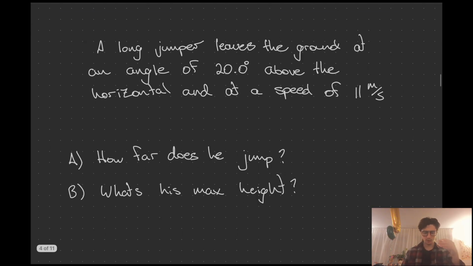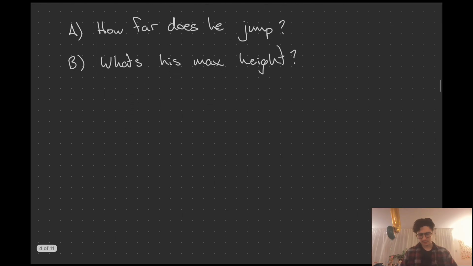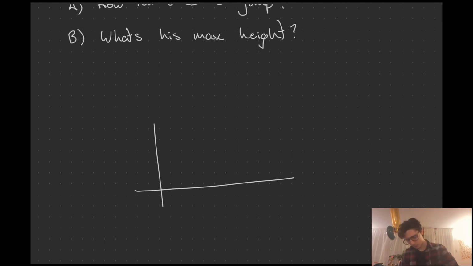Here's the problem. A long jumper leaves the ground at an angle of 20 degrees above the horizontal and at a speed of 11 meters per second. A, how far does he jump? B, what's his max height? So let's set up a coordinate system and figure out how to solve this problem.